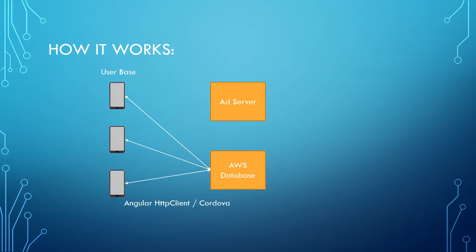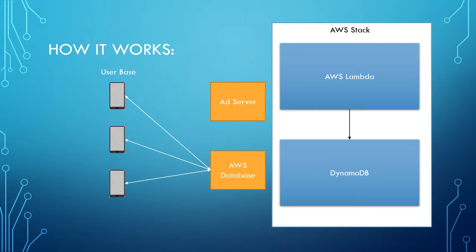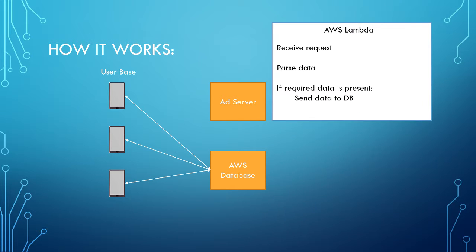This is handled by an Angular HTTP client as well as Cordova, which allows us to get around the CORS problem. My AWS stack looks like this: there are no proxies in the way, nothing. The request goes straight into an AWS Lambda, and then the Lambda posts that information into a DynamoDB. My Lambda receives the request and parses it, or attempts to parse it. If it can find the required data, which is just the type or the charity that they want, then it puts it into the database as well as a timestamp.